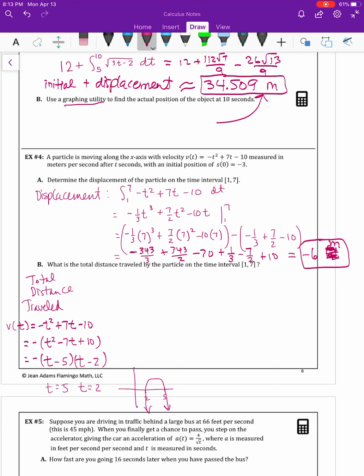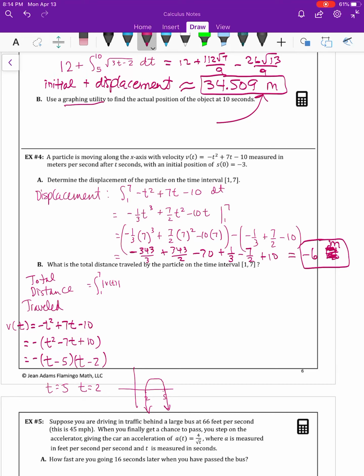So I know that it's negative from 1 to 2, right? And so when I integrate, I'm going to get a negative value if I integrated from 1 to 2. Actually, I'm going to get negative from 0 to 2. And then I'm going to get positive between 2 and 5. And then I'm going to get negative anytime after 5.